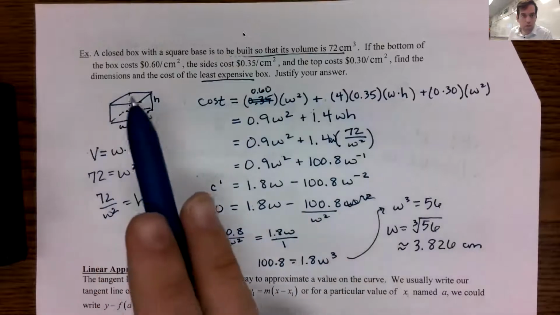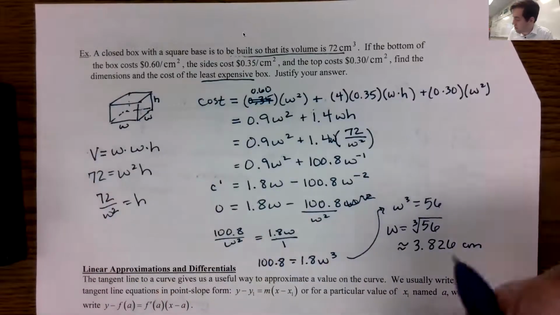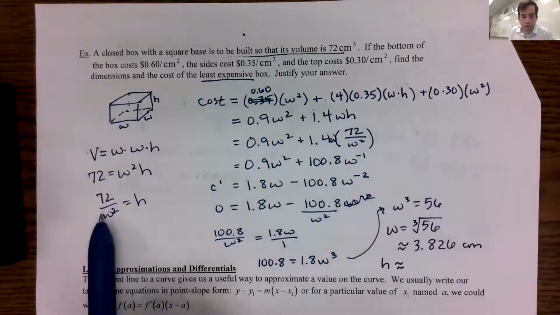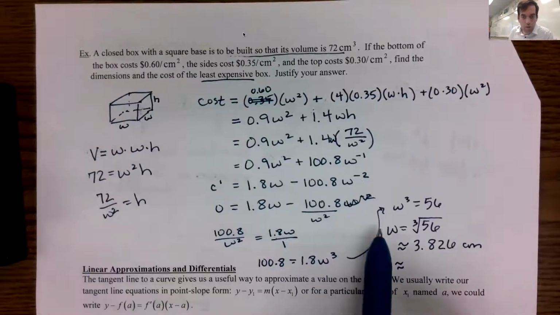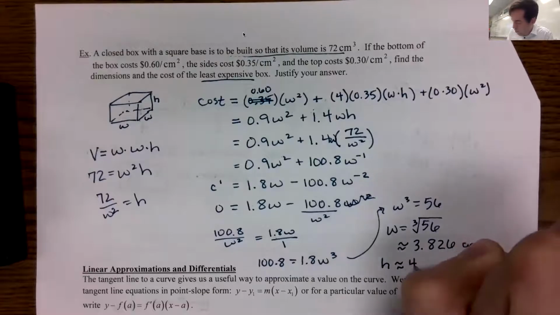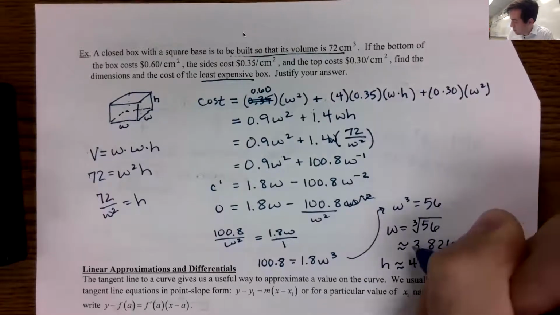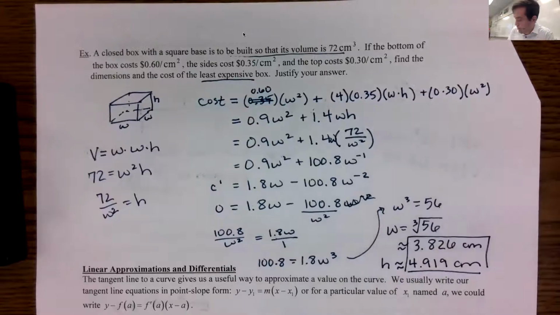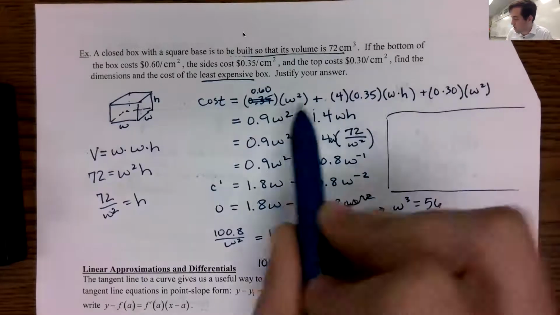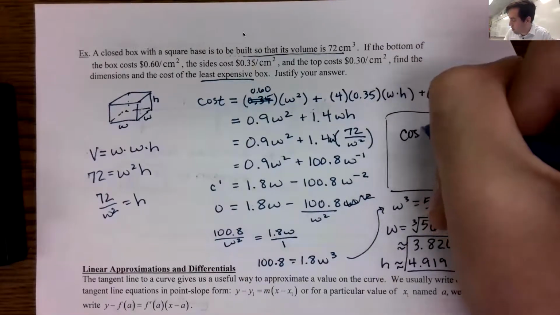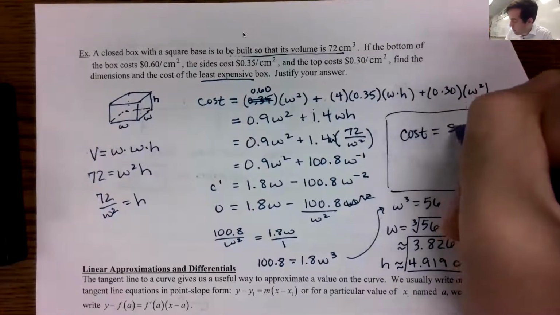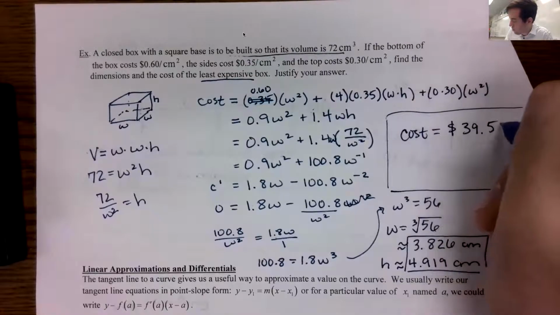The question wants us to find all of the dimensions and the cost. So we've got the w, we can find the h by plugging in w here. So if we do 72 over 3.826 squared, we're going to end up with the h, which is about 4.919 centimeters. So there's our dimensions. And then last thing, we have to find the cost. So our cost formula is up here. I'm not going to write it all out, but if you plug in this w and this h, what we're going to end up with is about $39.52.